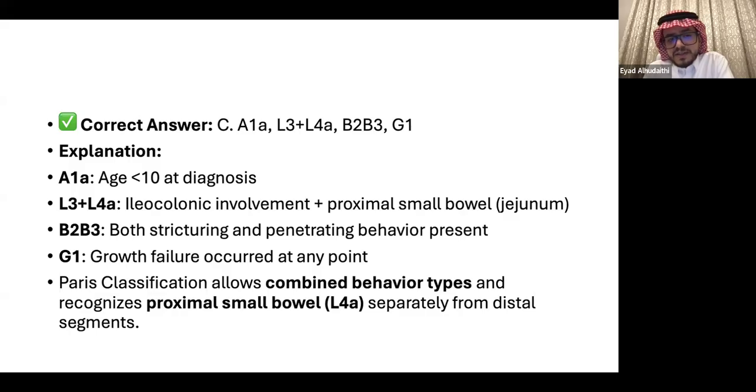They also modified the age, because in Montreal A was below 17, but we have changed it to A1, which is less than 10, or A2, which is more than 10, and we will know why we chose 10 as a cutoff. Also, one of the modifications is combining both B2 and B3. Montreal has B1, B2, or B3. In Paris, this is a new modification: B2 and B3 can be together.